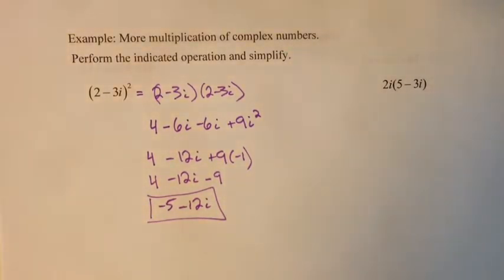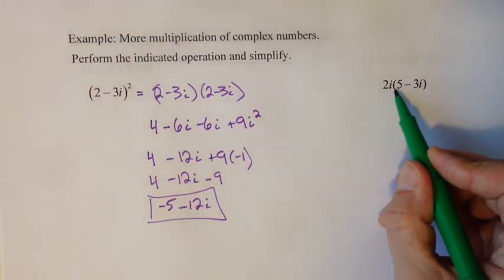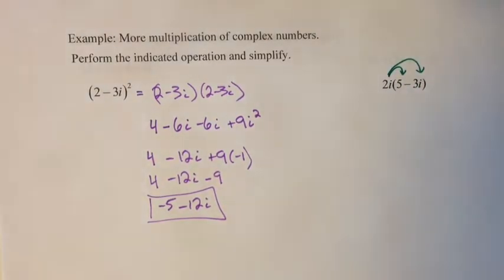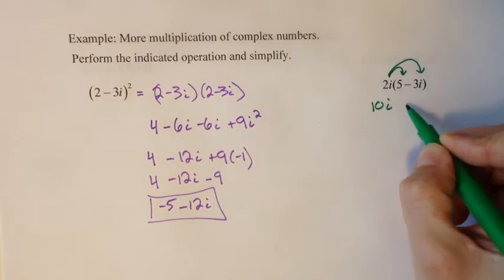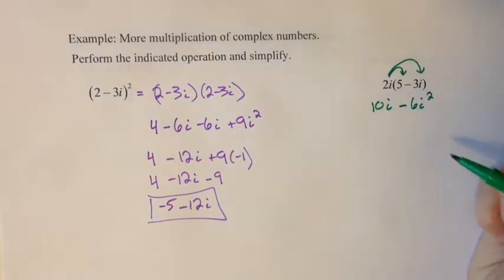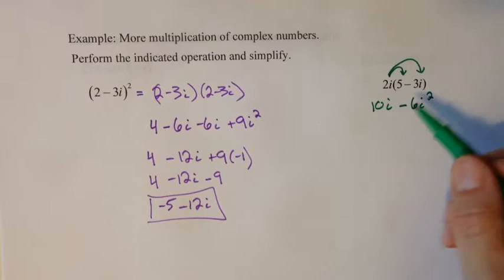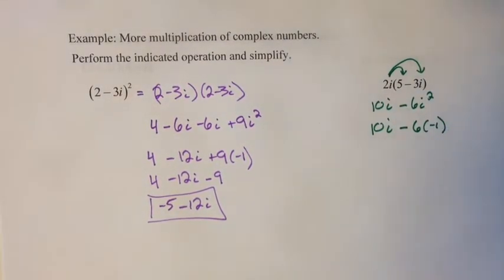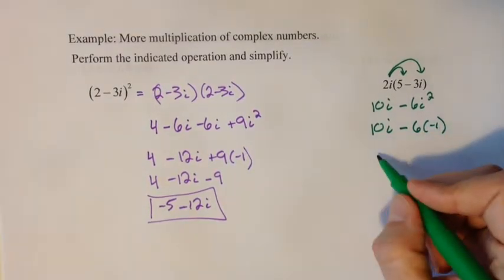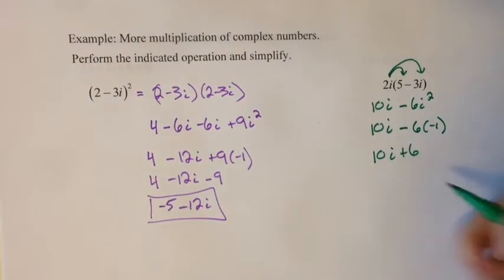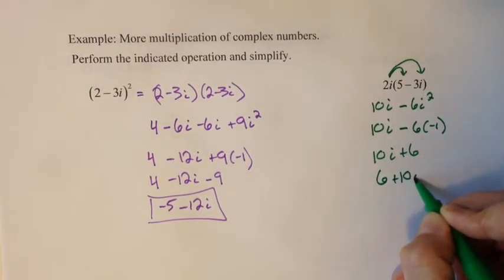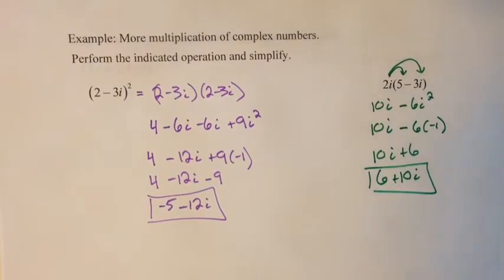This last problem is just to remind you that you can use distribution with these complex numbers as well. I have 2i being multiplied by 5 minus 3i. So I'll distribute the 2i to each of the two terms in here, giving me 10i minus 6i squared. Now I'm not quite done yet because i squared is the same as negative 1. So this is 10i minus 6 times negative 1. But negative 6 times negative 1 is positive 6. So this is 10i plus 6. And I'll finish up by writing my answer as 6 plus 10i, with the imaginary part coming second.